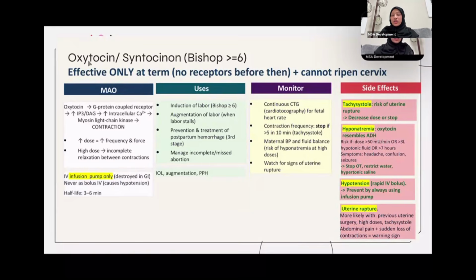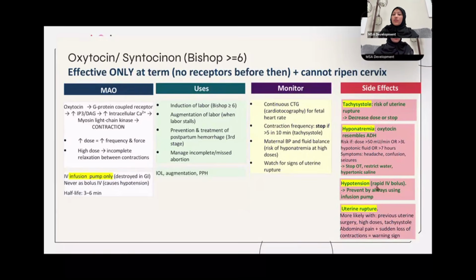If the dose of oxytocin used is high, and for long hours, it can cause headache, confusion, seizures because of low sodium. Again, stop oxytocin, restrict water, give saline, hypertonic, salty saline. That's why you want to monitor all these.